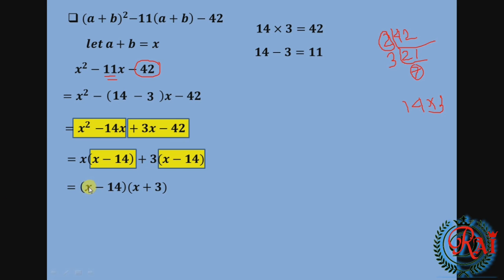Now we know that the value of x is equal to a plus b. So now instead of this x, I'll write a plus b minus 14 into, instead of this x, I'll write a plus b plus 3. So final answer is a plus b minus 14, a plus b plus 3. So this is your final answer.